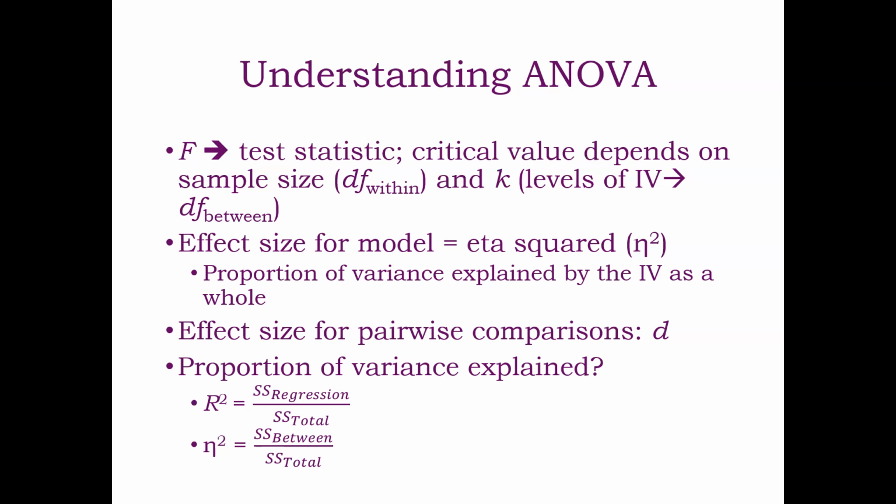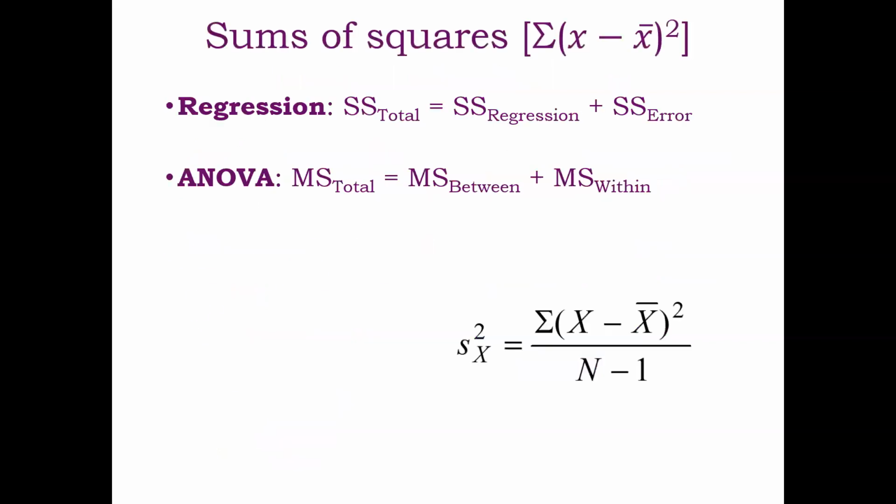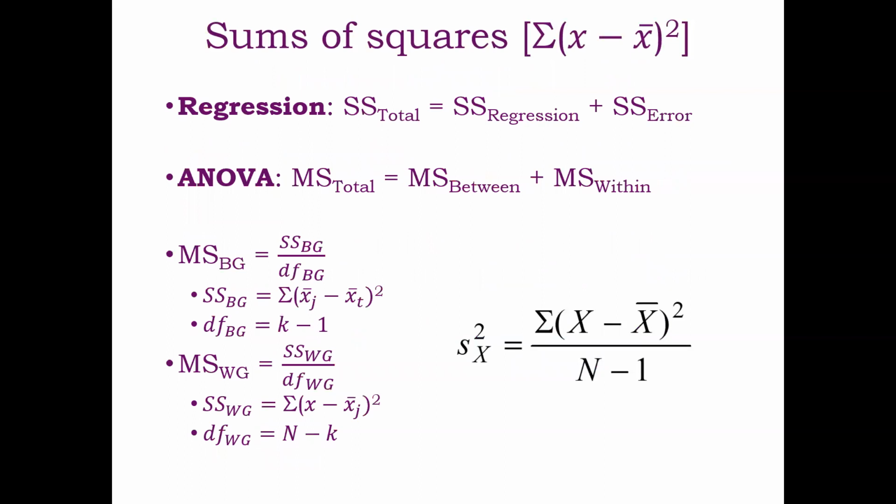So proportion of variance explained, remember regression? That was just the sums of squared regression divided by sums of squared total. Eta squared is the exact same thing. Sums of squared between divided by sums of squared total. Sums of squared between is very similar to sums of squared regression. And we'll walk through all that, okay? So regression, remember we had sums of squares total equal to the sums of squared regression plus sums of squared error or residual.